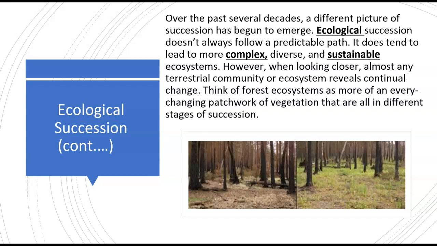When you look closely at terrestrial ecosystems, those ecosystems tend to reveal continual change. So think of forests really as ecosystems more of a changing patchwork of vegetation. They're basically all in different stages of ecological succession. If you look at the picture provided here, you can see that there's a lot of different things going on in this complex ecosystem. So ecosystems are super complex.